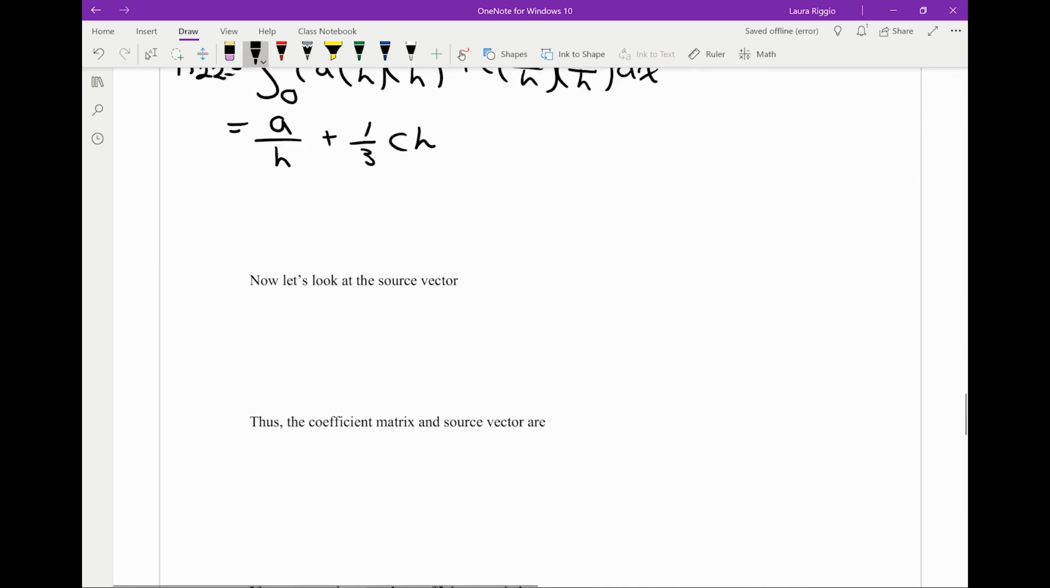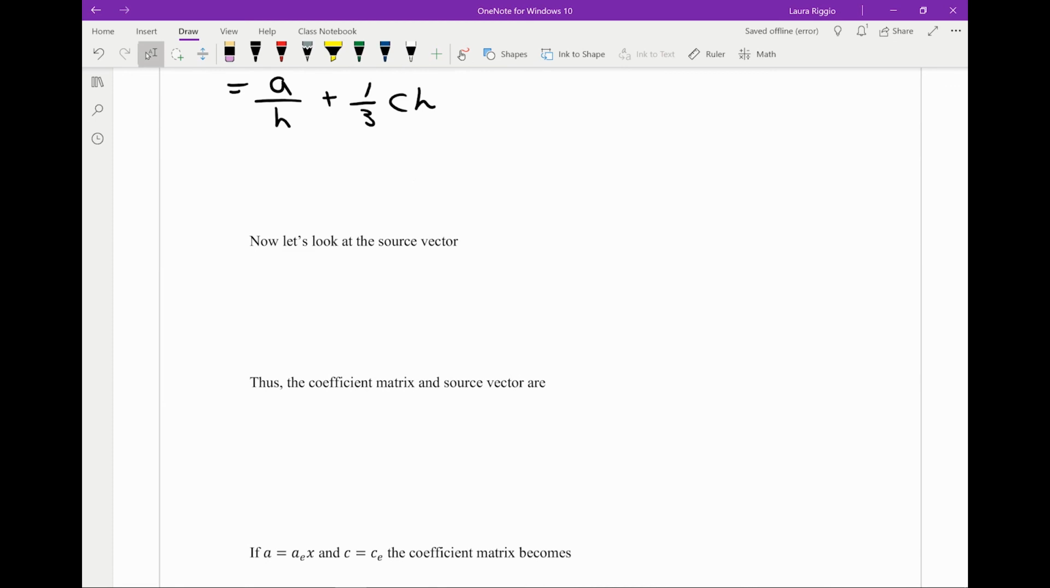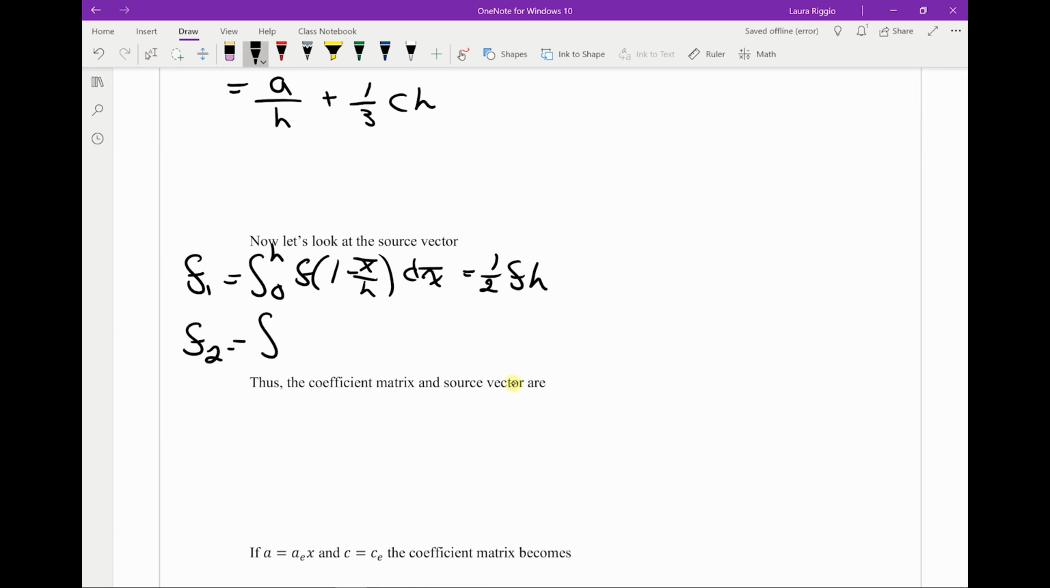We need to do a similar thing with a source vector. If our source vector is a constant, you would get f1 is equal to the integral from 0 to h of f times 1 minus x bar over h dx bar, which is 1/2 fh. And you get f2, which is equal to the integral from 0 to h of f times x bar over h dx bar, which is 1/2 fh.